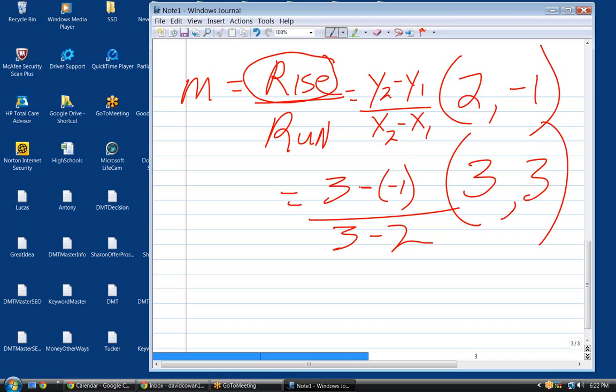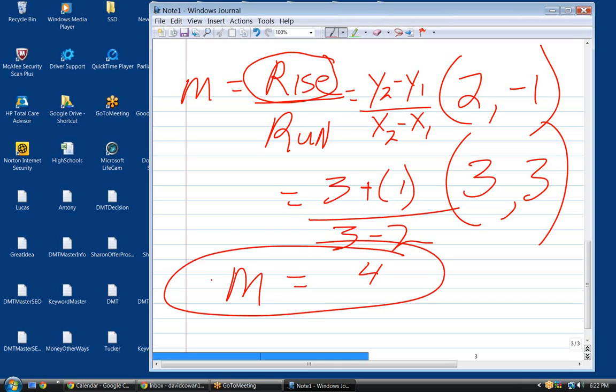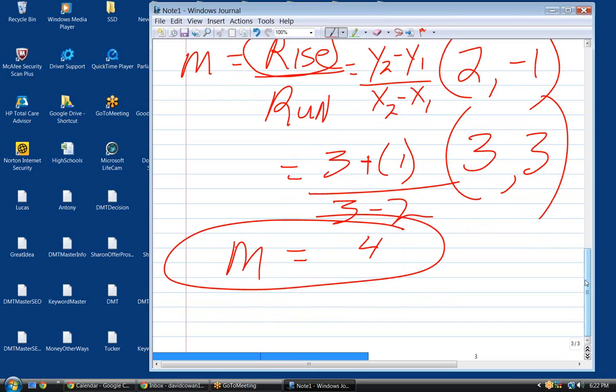Now what is 3 minus a minus 1? It would be a positive 4. It's the same as 3 plus 1. In other words, these two minuses turn into a single plus. So it becomes 3 plus 1, which is 4 over 1. So our slope is 4. Now we have a slope and 2 points, so we can pick one of those points and do the rest of it.